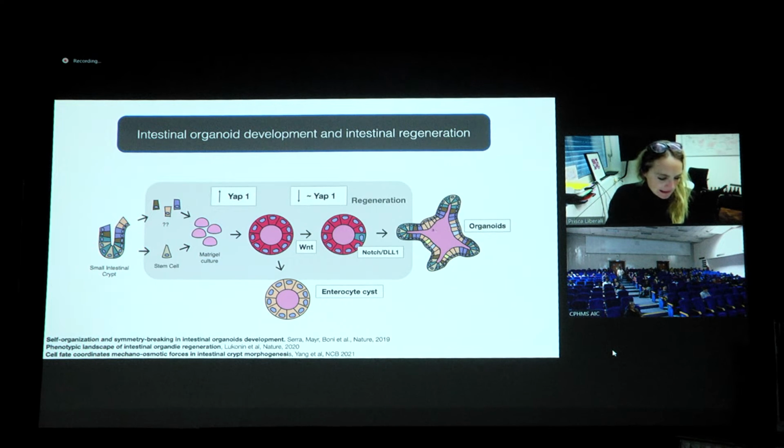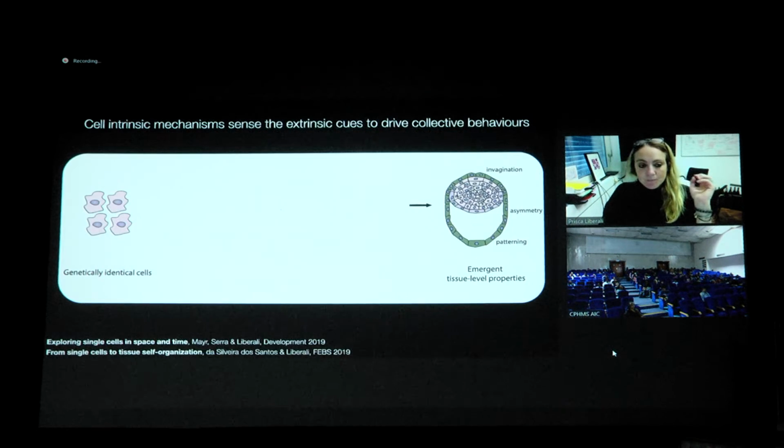The reason we were interested in this system, again, is because there's this process that we call symmetry breaking, in the sense that we have a homogeneous population of cells, 16. They all come from an individual cell, so they're cousin cells, but actually only one becomes the parent cell. And this is happening in every organoid system. You start from a homogeneous population, and then a subpopulation of them differentiates in a way, and then you can create this pattern. And how can this happen? The way this happens is that you have cell-intrinsic mechanisms that sense the extrinsic cue to drive the collective behavior.